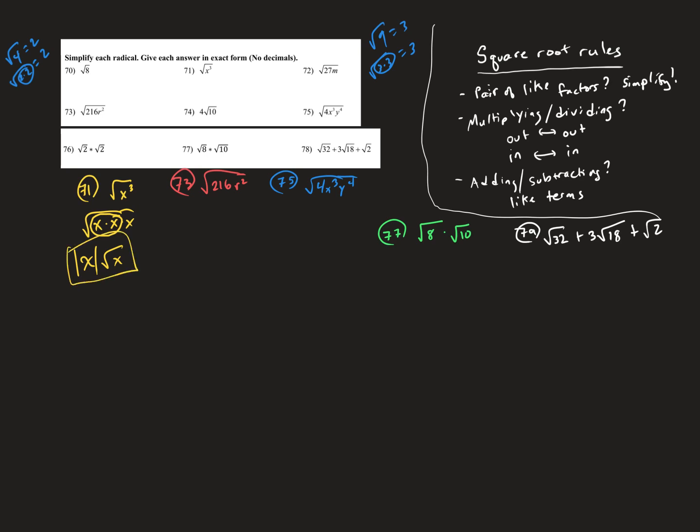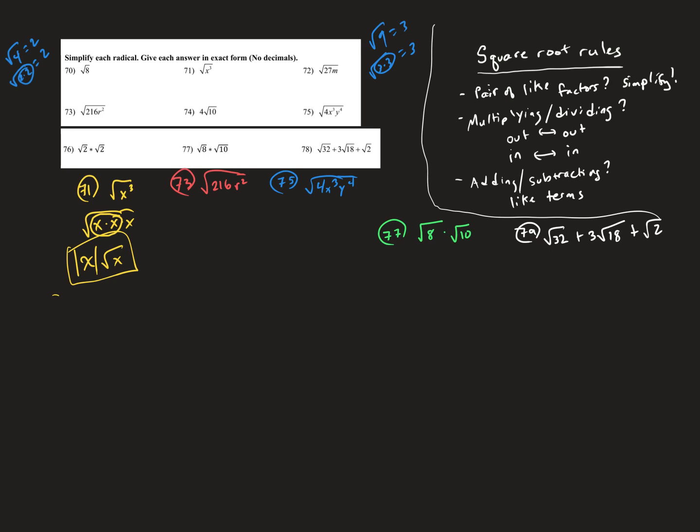Now, if I looked at a problem like number 70, the square root of 8, that's 2 times 2 times 2. There's a pair of 2's in there. I could pull that 2 out. There's still a 2 left underneath. So that would be 2 square root of 2. So let's look at number 73.